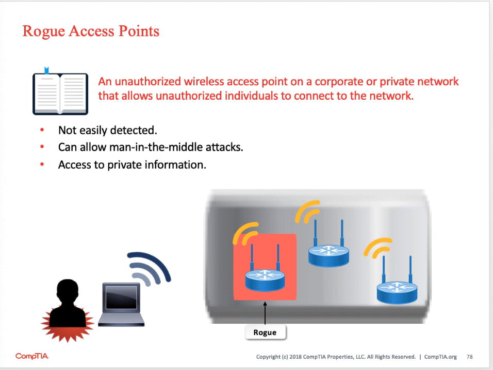These rogue ones. A rogue access point can allow man-in-the-middle attacks and give access to private information. So organizations have to protect themselves from these by hopefully installing an IDS. A rogue access point actually has access to this network, right? It's on the corporate network. However, you control this access point, right?